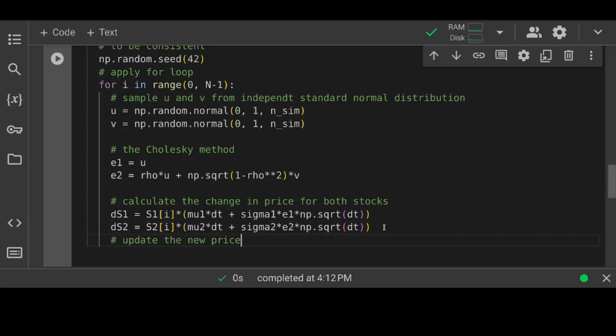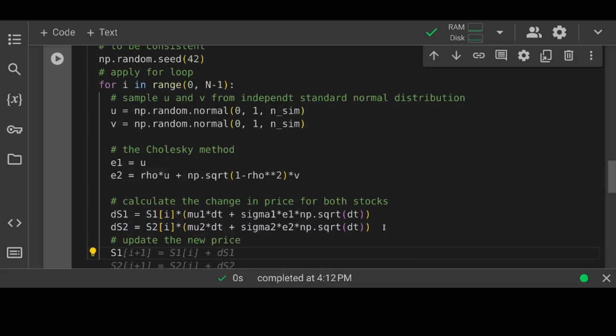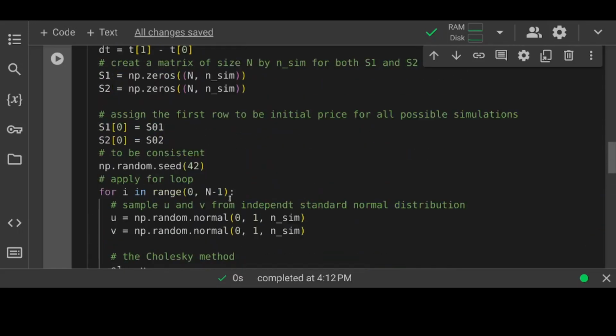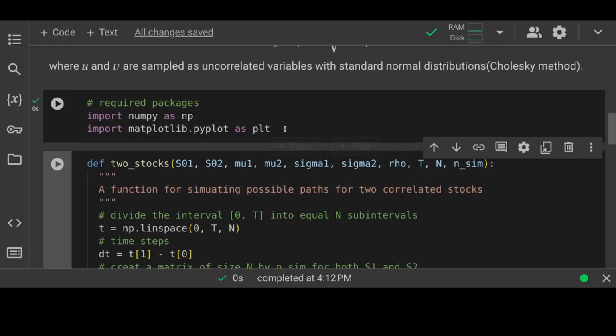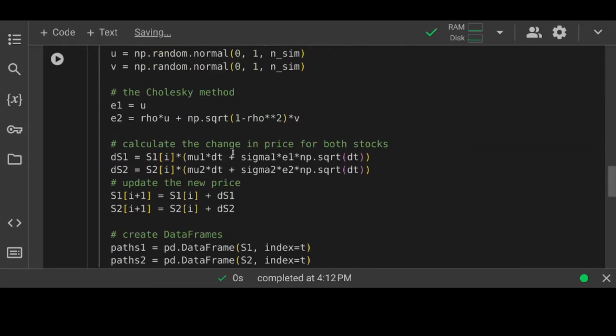Update the new price. That means S1 at I1 plus 1 is equal to this, and S2 is equal to this one. So for this, I think we have to import also the pandas DataFrame. Import pandas DataFrame as PD.